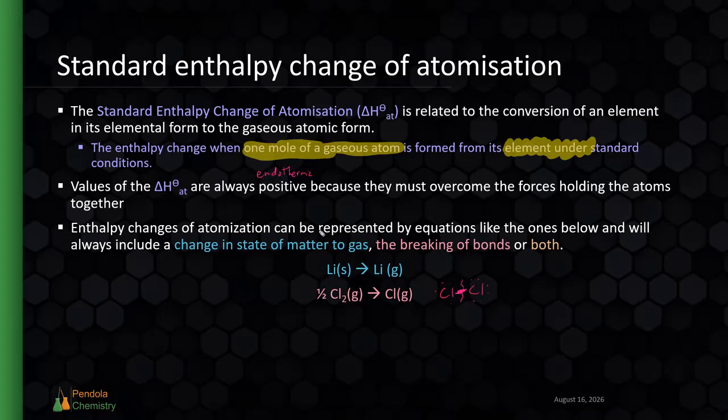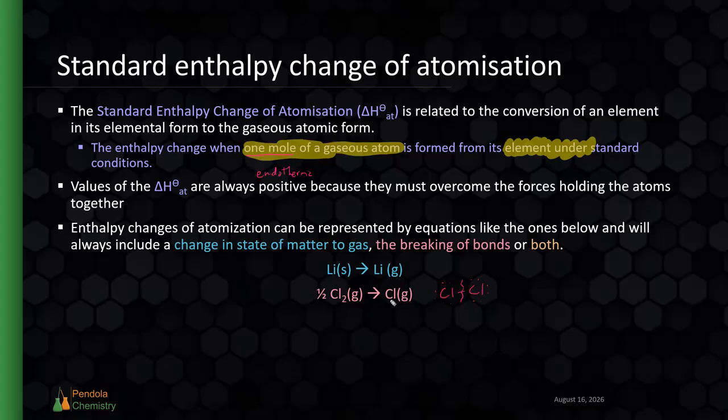So how do we do that? We need to overcome the bond energy between the chlorine atoms. So chlorine involves not the change of state of matter, it involves the breaking of bonds, also an endothermic process. So we're going here from Cl2 gas to Cl gas. Now, something that you have to be aware of is that, again, we have 1 mole of the gaseous atom being created in the enthalpy change of atomization.